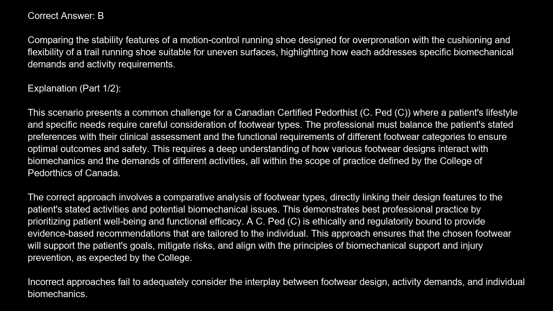The correct answer is B. Comparing the stability features of a motion control running shoe designed for overpronation with the cushioning and flexibility of a trail running shoe suitable for uneven surfaces, highlighting how each addresses specific biomechanical demands and activity requirements.